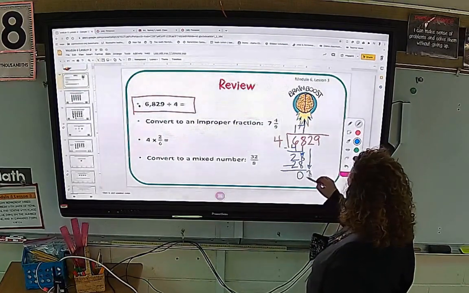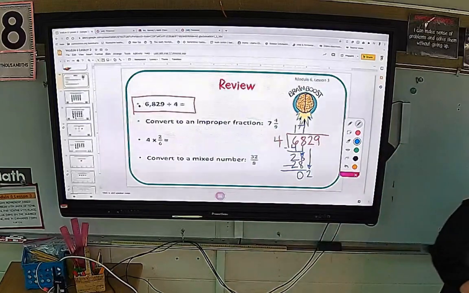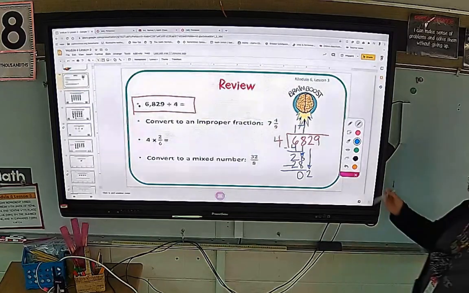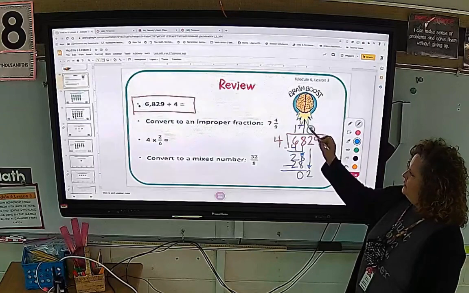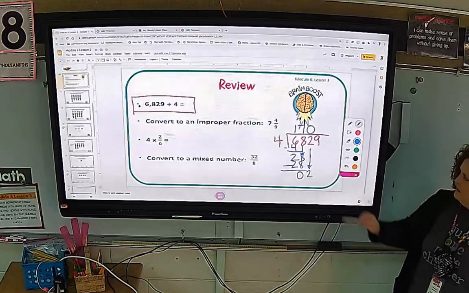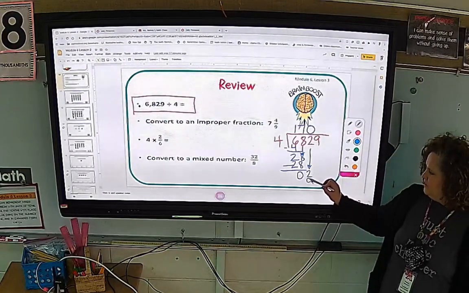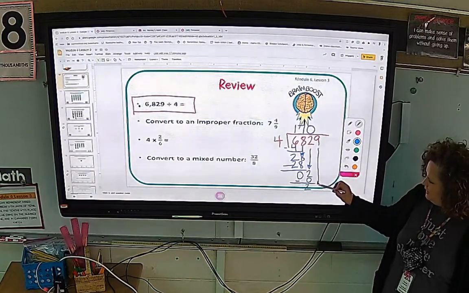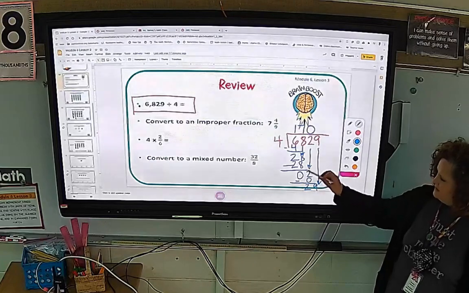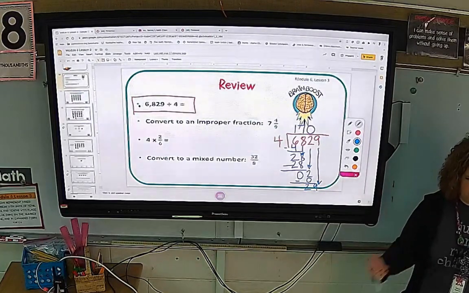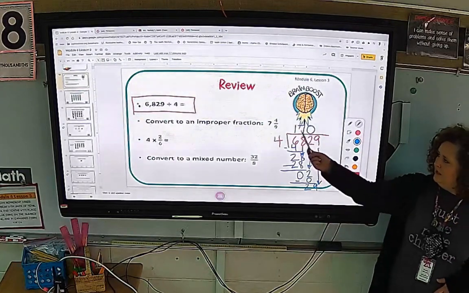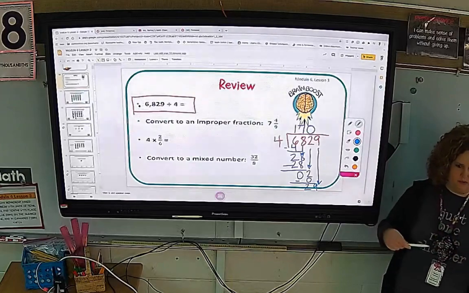Now we bring down this 2. How many 4s can we get out of the 2? 0, and we have to show that or our number will not be big enough in our answer. Okay, 4 times 0 is 0, and subtract that, and then bring down the 9. That step right there, which sometimes feels unnecessary, is like, why do we have to subtract that 0? It keeps the 0 up here where it's supposed to be.